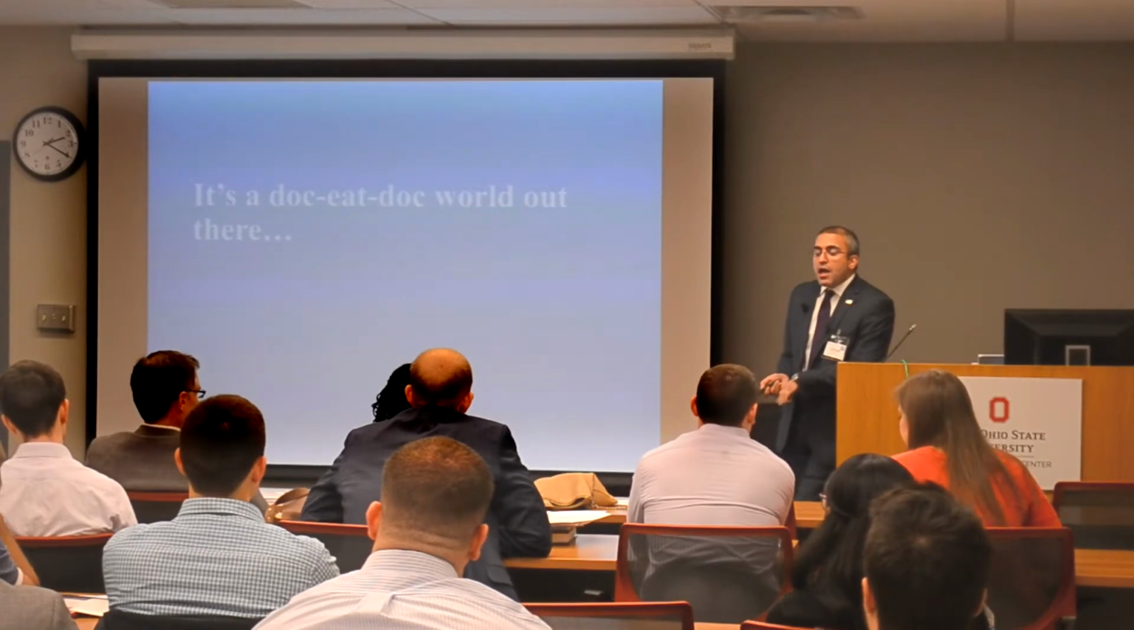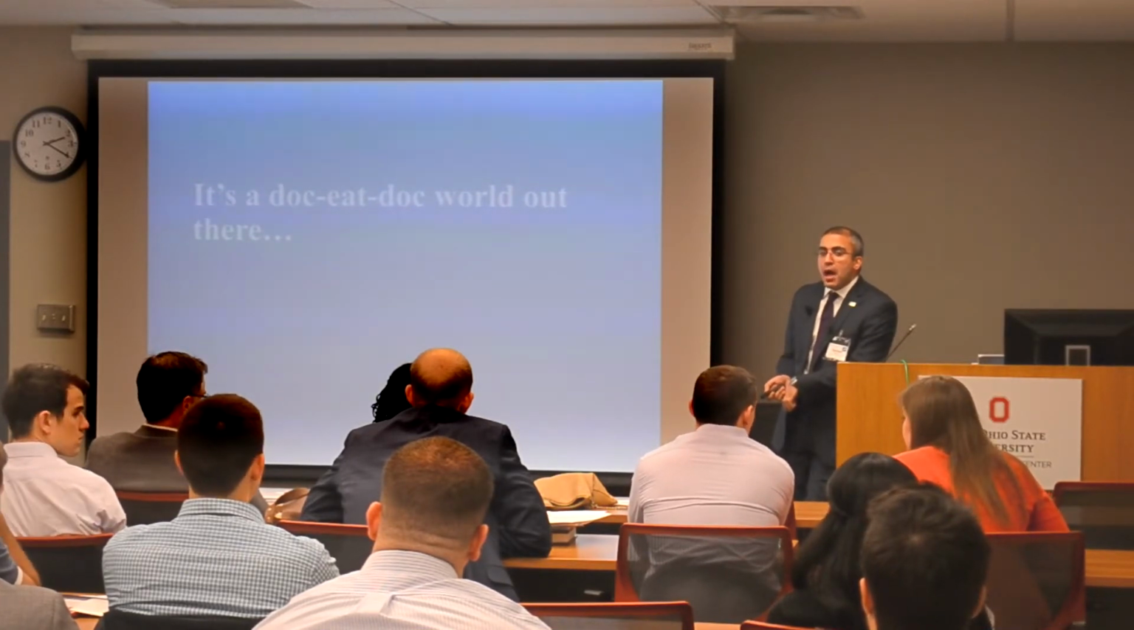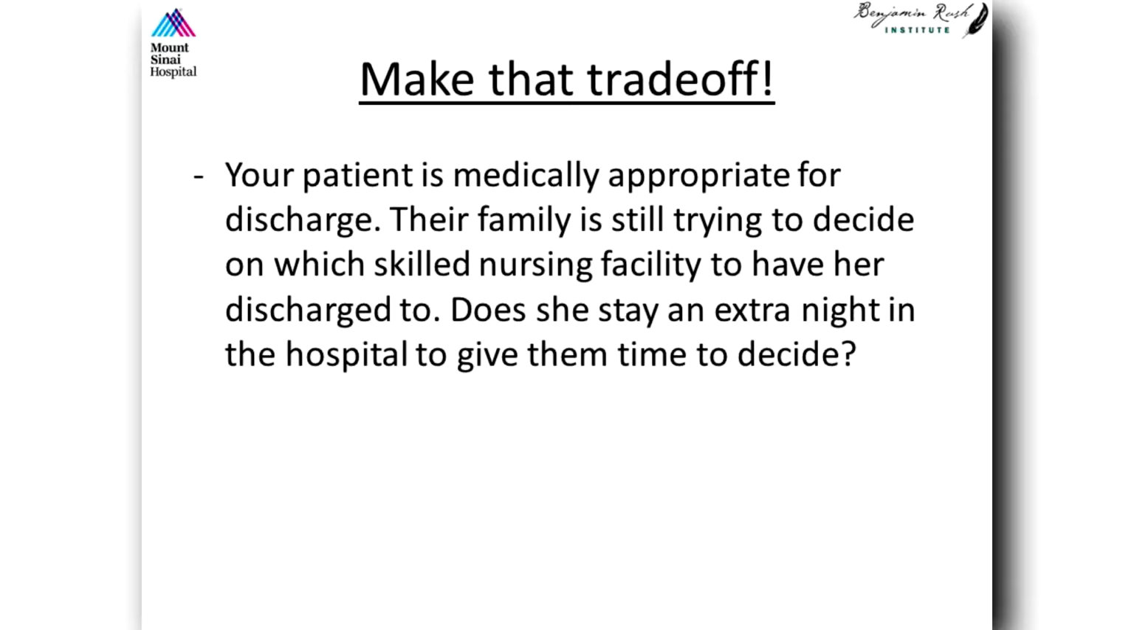I think some of the more interesting stuff when you're talking about single-payer systems is trade-offs. How do you make trade-offs, and who makes trade-offs, and who makes trade-offs for whom, and what priorities do you choose? Because you're mostly first and second year med students, I've chosen some case vignettes. Your patient is medically appropriate for discharge. Their family is still trying to decide which of the 3 skilled nursing facilities that have been offered they'd like to send their relative to.